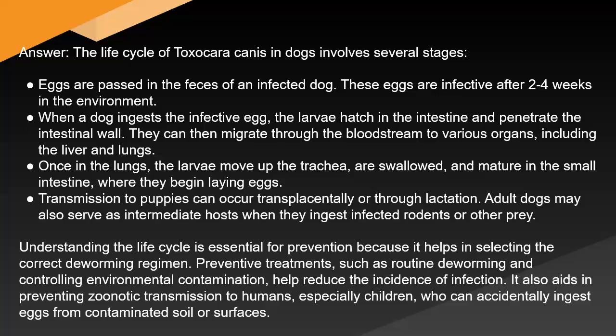Understanding the life cycle is essential for prevention because it helps in selecting the correct deworming regimen. Preventive treatments such as routine deworming and controlling environmental contamination help reduce the incidence of infection. It also aids in preventing zoonotic transmission to humans, especially children, who can accidentally ingest eggs from contaminated soil or surfaces.